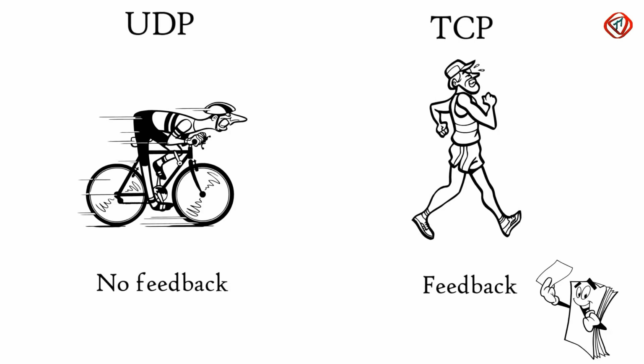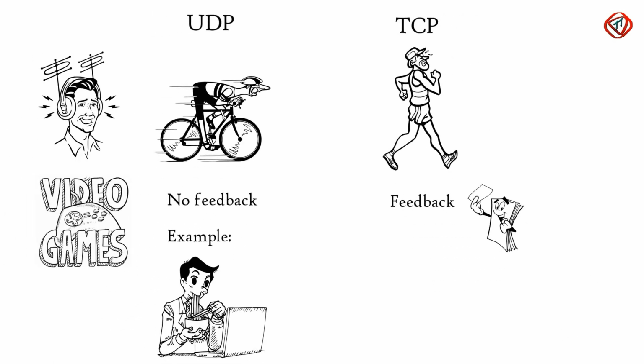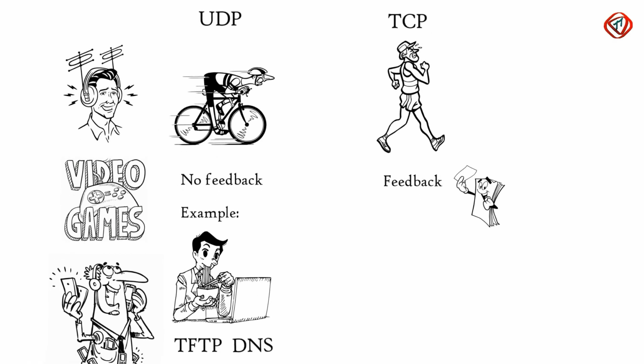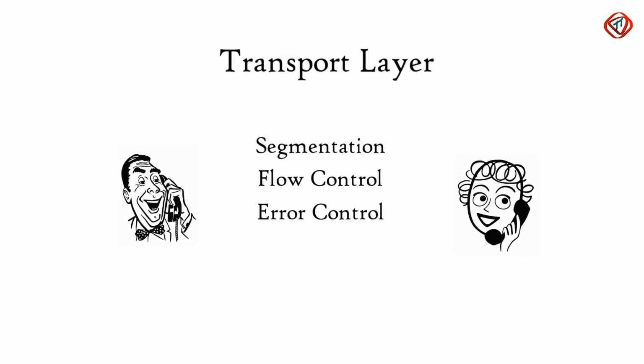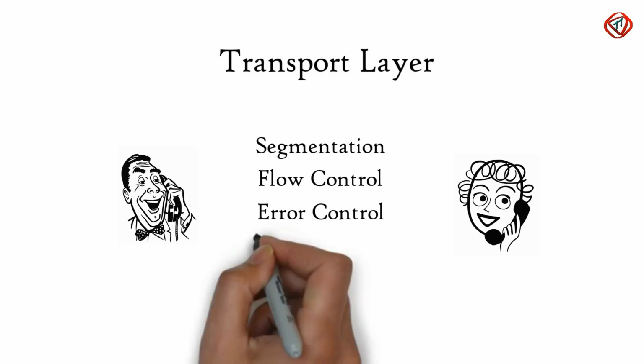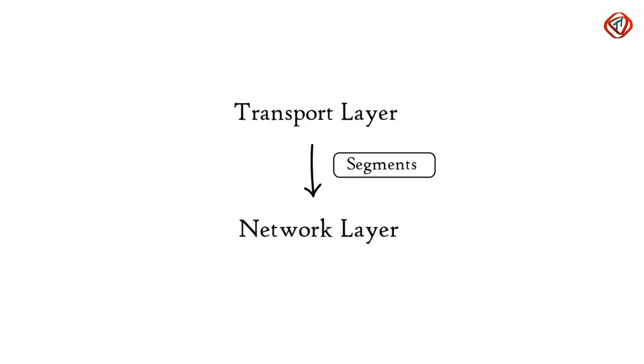UDP is used where it does not matter whether we have received all data. For example, online streaming of movies, songs, games, voice over IP, TFTP, DNS, etc. On the other hand, TCP is used where full data delivery is a must. For example, World Wide Web, email, FTP, etc. So, transport layer is involved in segmentation, flow control, error control, connection-oriented and connectionless transmission. Transport layer passes data segments to the network layer.